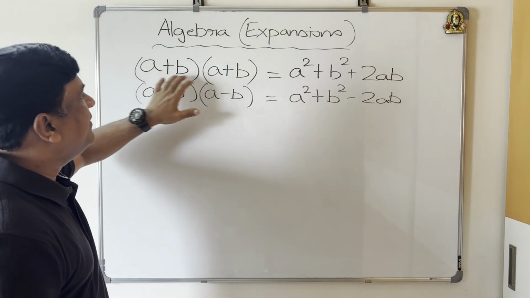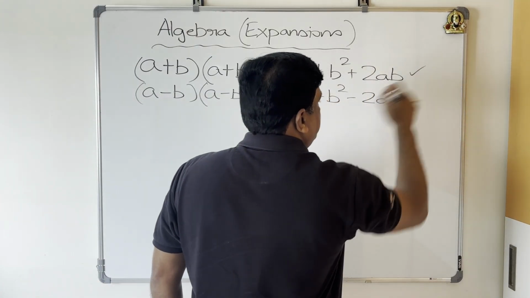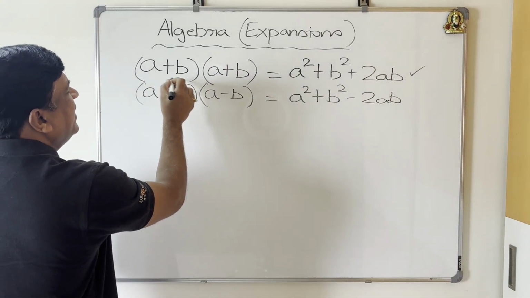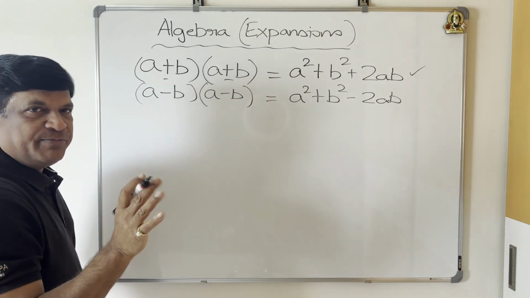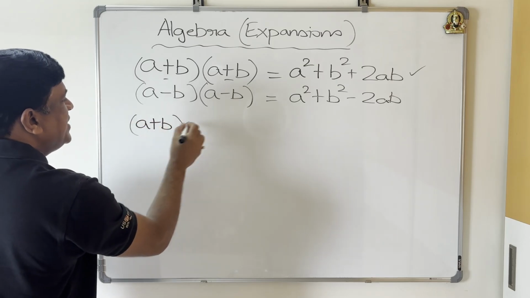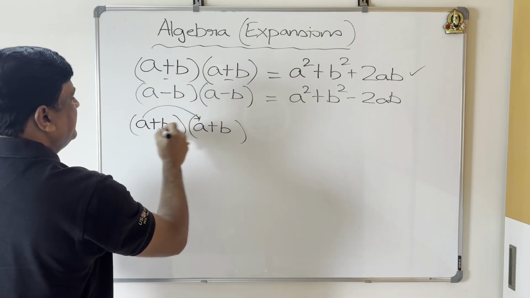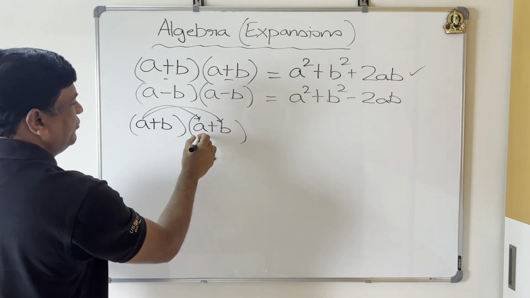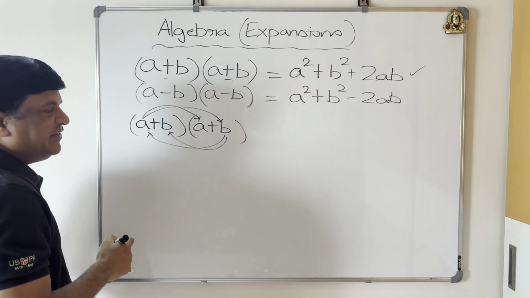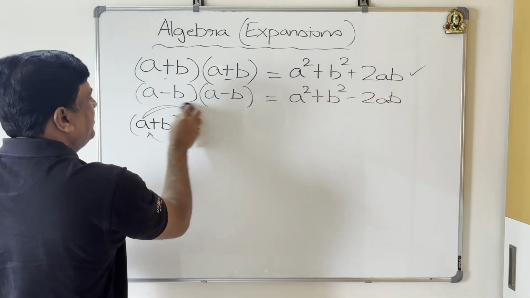So how do you get this one, a plus b into a plus b? How do you get this? Let's look at 2 ways. I'm going to prove it. The first thing is that these are 2 expressions which are multiplying with each other. If I write it like this, a plus b times a plus b, you multiply this into this, this into this, this into this, and this into this, and you get that expression. So let's do it in a normal algebraic fashion.